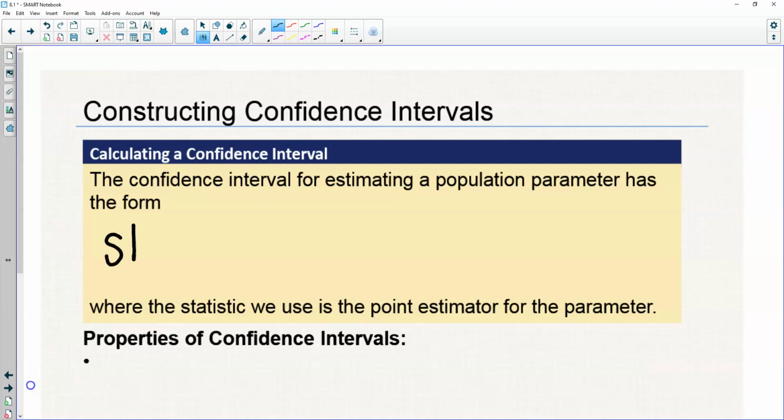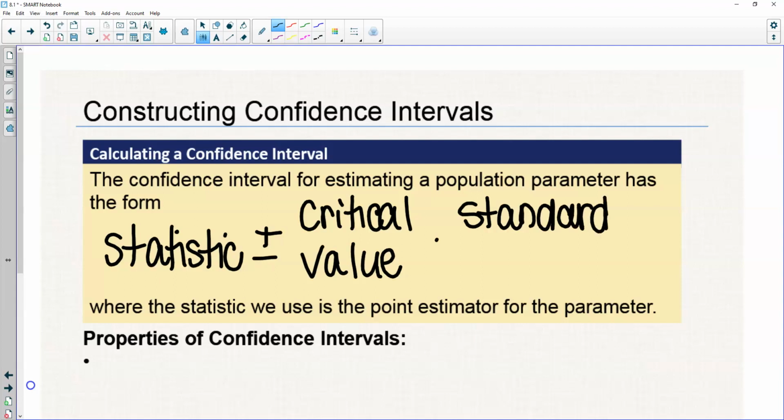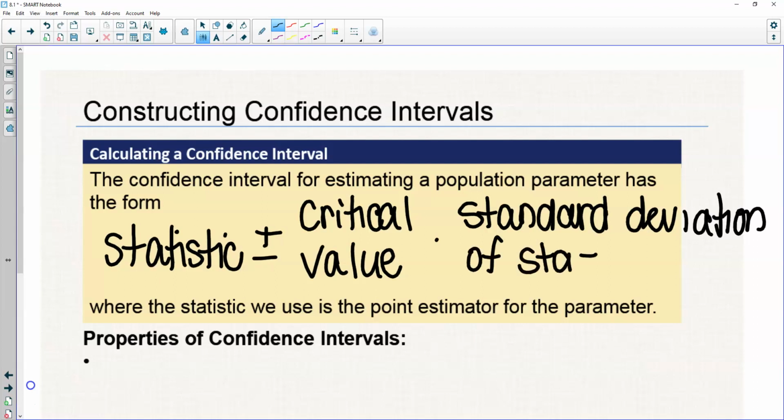So again, we have the statistic out front, which varies depending on the example. And here's our margin of error, which is a critical value times the standard deviation of the statistic, where the statistic is the point estimator.